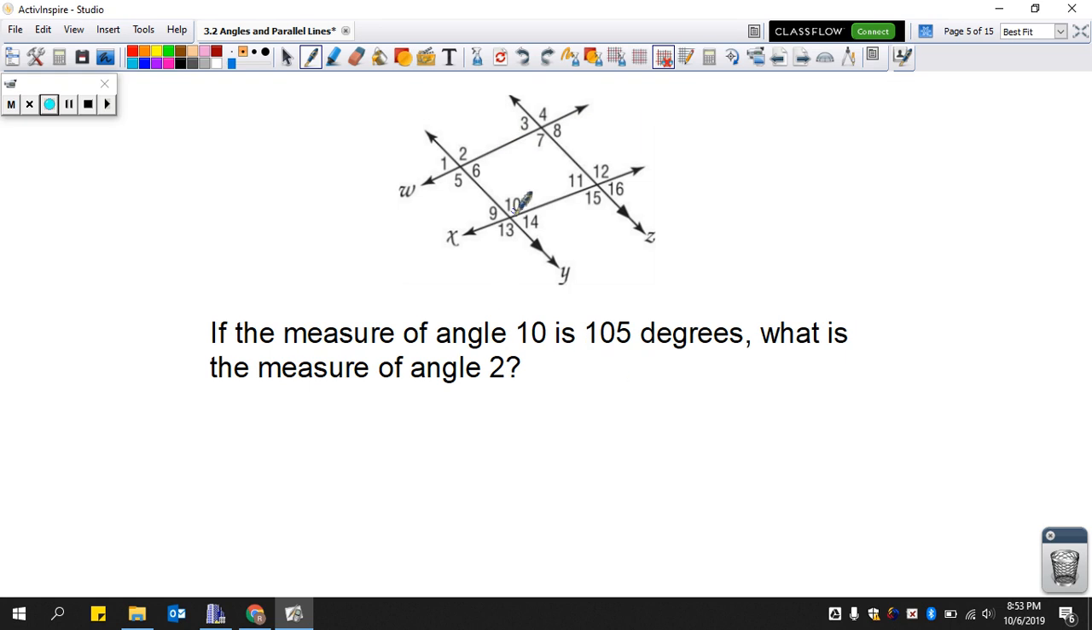If the measure of angle 10 is 105 degrees, what is the measure of angle 2? Measure of angle 2 is also 105 degrees because angle 10 and angle 2 are corresponding angles.